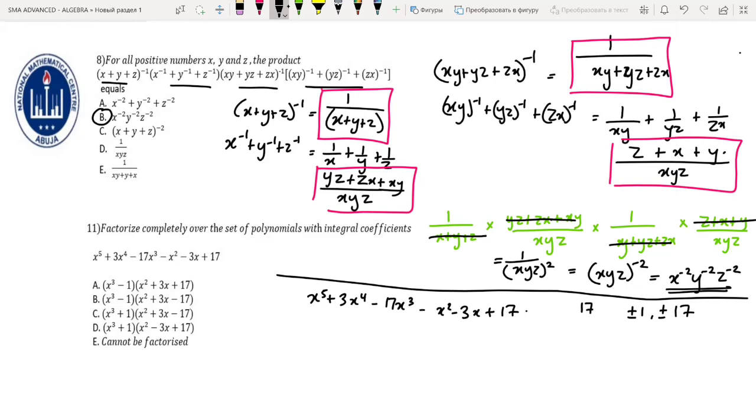So that is the general way of trying to factorize polynomials. But there's something interesting about this particular polynomial we are given. So first of all, we should just try and notice the coefficients of the terms. The coefficient of the first term is 1. The coefficient of the second term is 3. The coefficient of the third term is minus 17. The coefficient of the fourth one is minus 1, the fifth one is minus 3, and the sixth one is plus 17. So now if you notice, 1, 3, minus 17, minus 1, minus 3, plus 17.